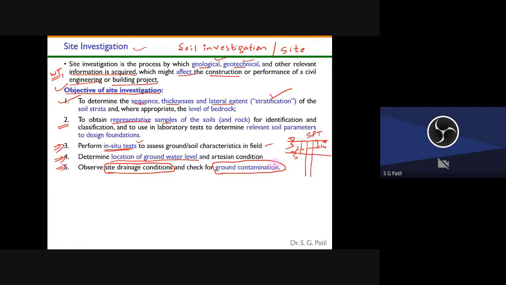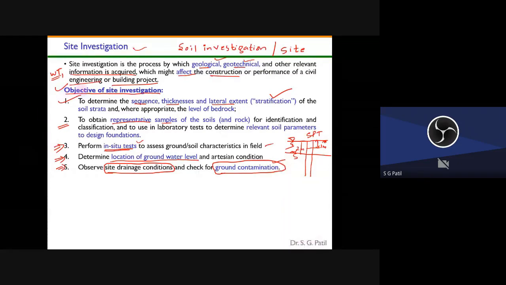Ground contamination means, suppose, any industrial waste. If any industrial waste is dumped, that waste will react with the soil and alter its properties, and it may also reduce the shear strength of the soil. So that also should be your objective, to look for any ground contamination. These are the five objectives of your site investigation.